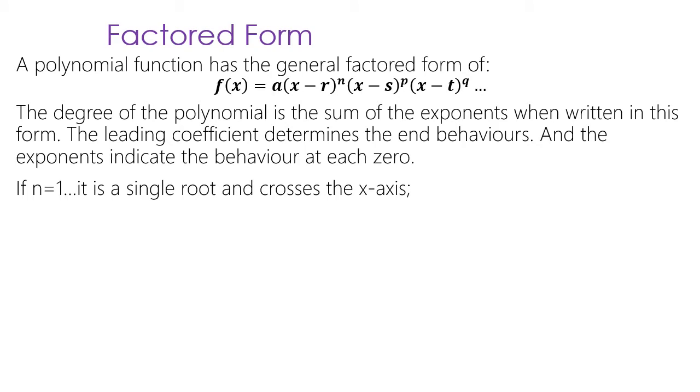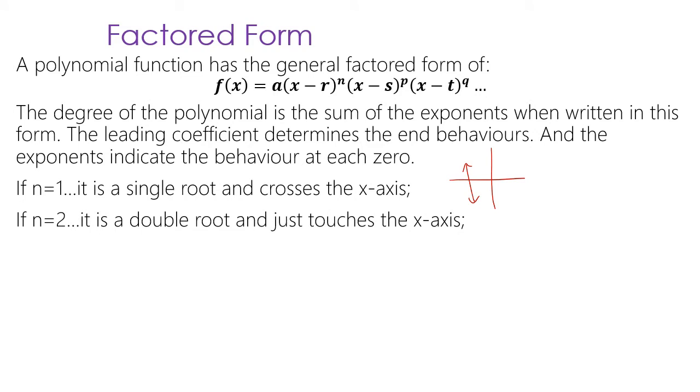Now we're going to specifically go through several different things that happen for each exponent. If n is 1, if the exponent is 1, it's called a single root, and it just crosses the x-axis. We'll do a little sketch beside each one. So if it's a single root, on x and y, my function just passes right through.